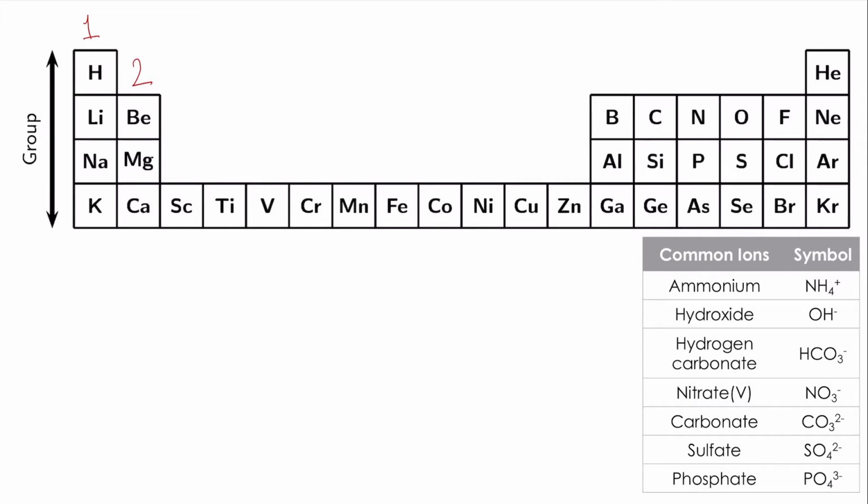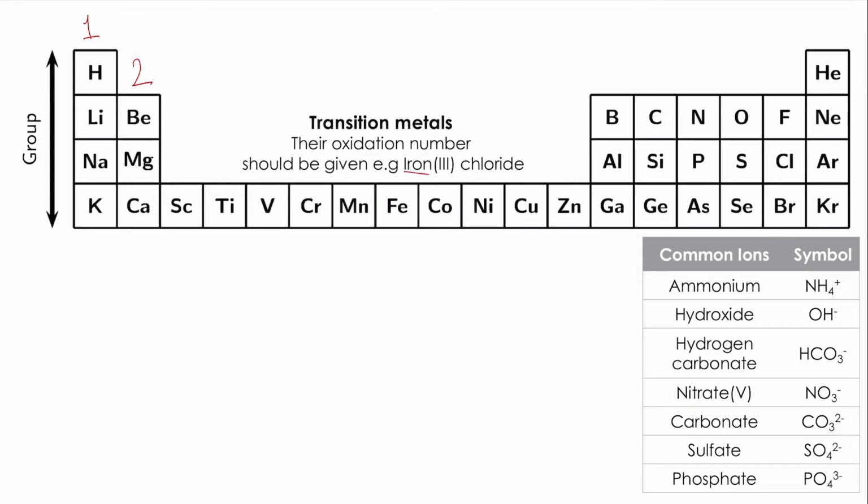Then you leave the transition metals. Why do you leave them? Because the transition metals have various oxidation numbers. And they will be given, like here, iron 3 oxides or iron 3 chlorides. They will give you the oxidation number for the transition metal that you have. So you don't have to worry about the transition metals. They will give you the oxidation number or the valency for the metal. But you have to always remember that they are metals. We don't have a negative charge. They are always positive. So iron 3 means iron 3 positive.